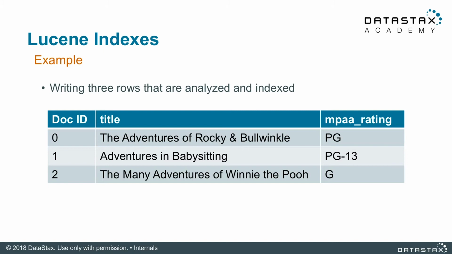Here we are indexing 2 fields, title and MPAA rating. The 3 rows are titled The Adventures of Rocky and Bullwinkle, Adventures in Babysitting, and The Many Adventures of Winnie the Pooh, all with a different MPAA rating. Each row will also eventually have a document ID, which is shown here for visualization purposes.